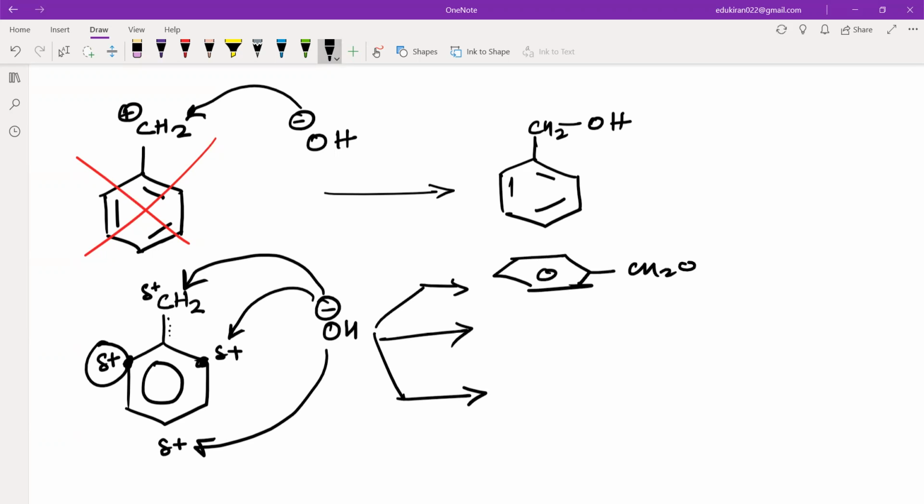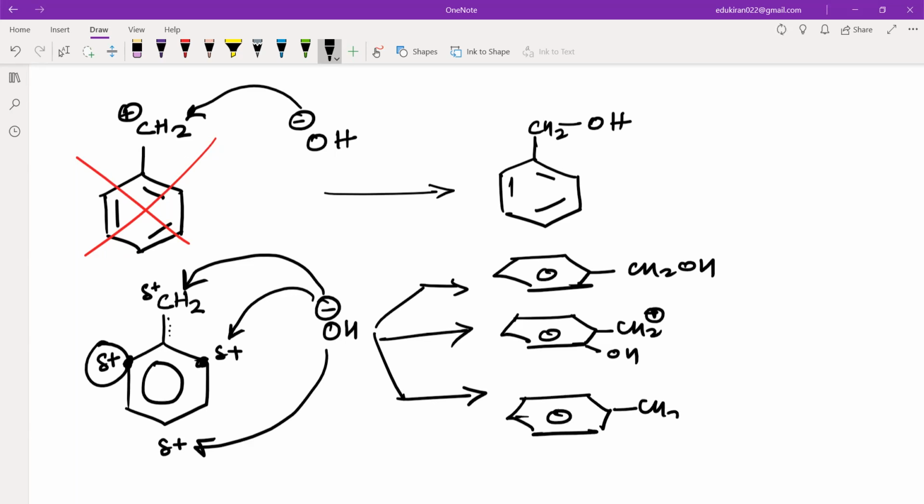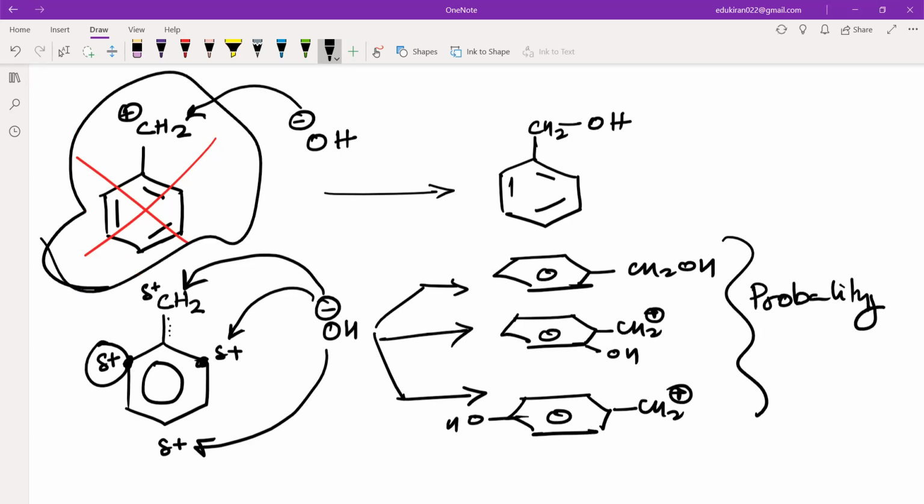It can be either like this, CH2OH, or it can be something like this, CH2 positive and there will be OH here, or CH2 positive and there can be OH here, right? So there are 3 probabilistic products. Now this is something like chess. If you don't know chess, you can't say if you are in a winning or a losing position. Similarly, if you don't know about resonance, you will be missing many major things which are happening inside the molecule. So this was just a taste of resonance and how it affects reactivity, and what kind of insight you will get if you know about resonance.